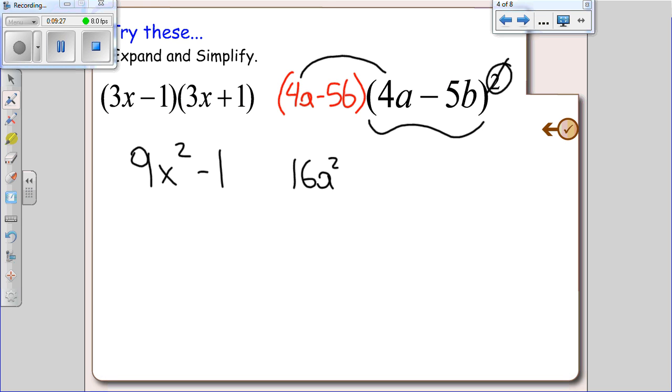Now we're going to do the outside terms. So outside to outside. 4a times negative 5b should give you negative 20ab. A and B can't be brought together, so you just leave them as ab. Next thing in FOIL, inside. Negative 5b times 4a. Another negative 20ab.